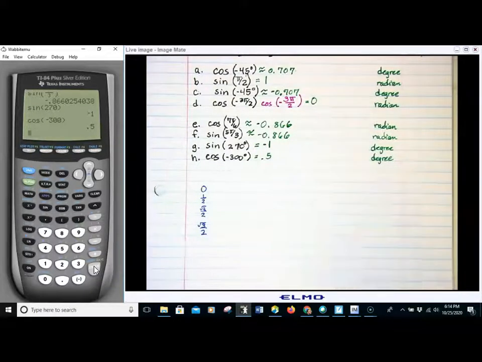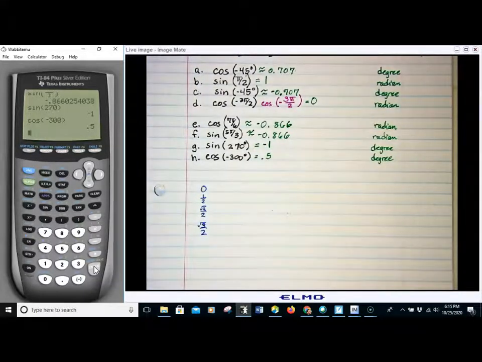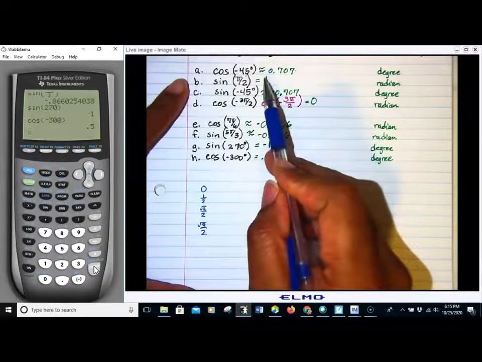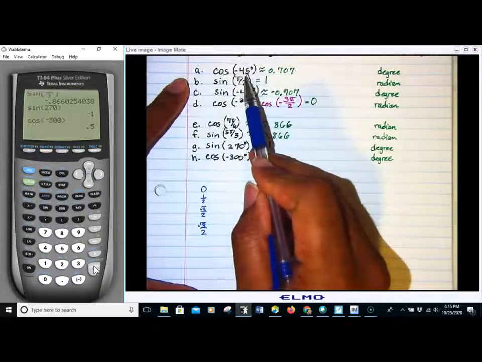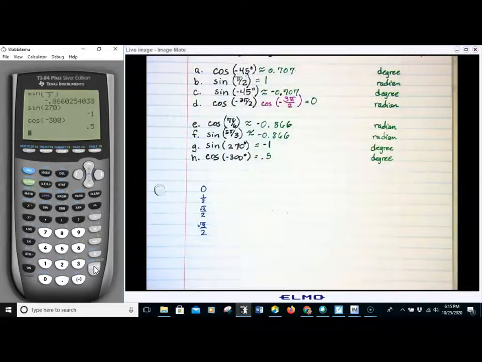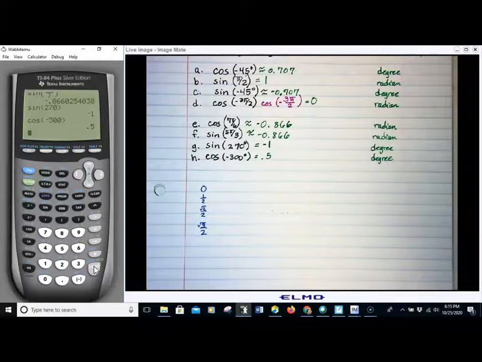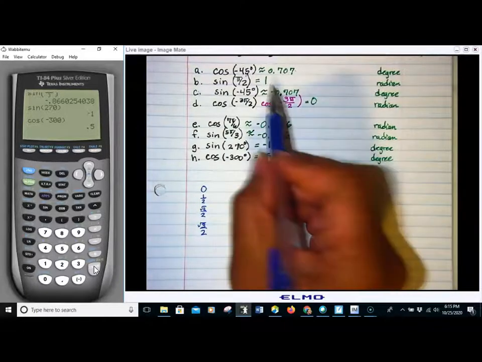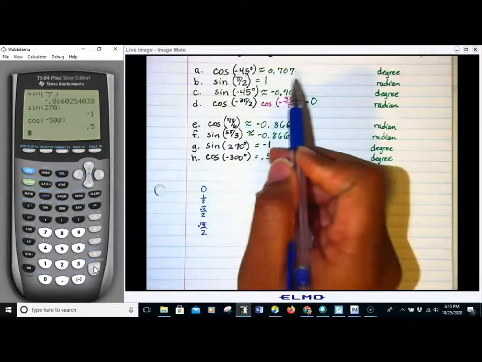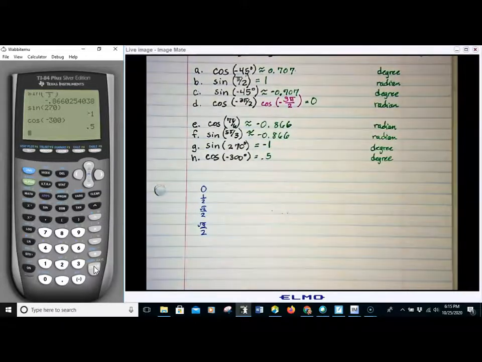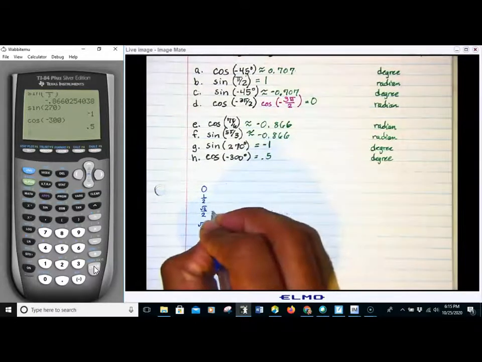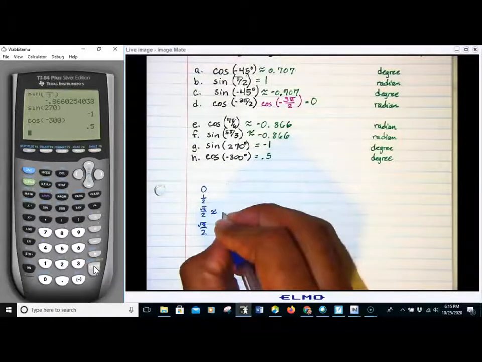Now you might be like, Mr. Hall, where did that come from? I promise you, if you were to actually look at cosine of negative 45 degrees, in another math class, like in college or something of that sort, you wouldn't use that 0.707. I'm using that now because it's easier for us. But what you would actually use would be this part right here.